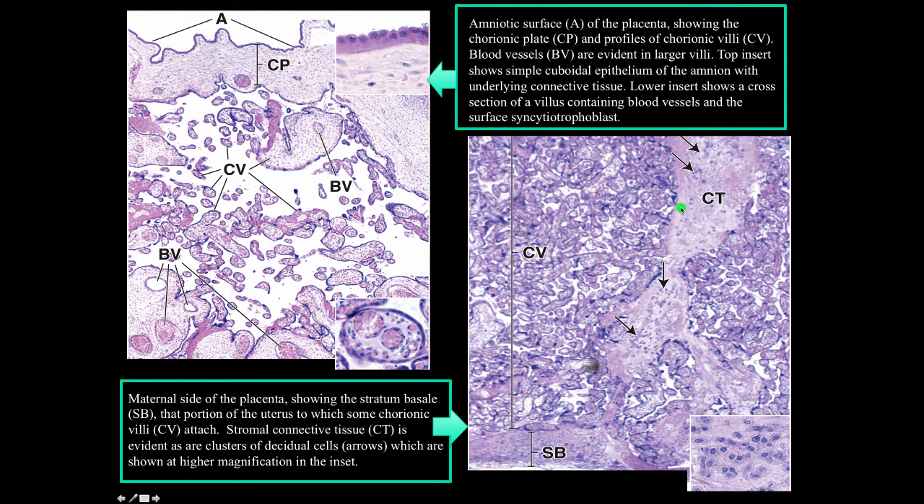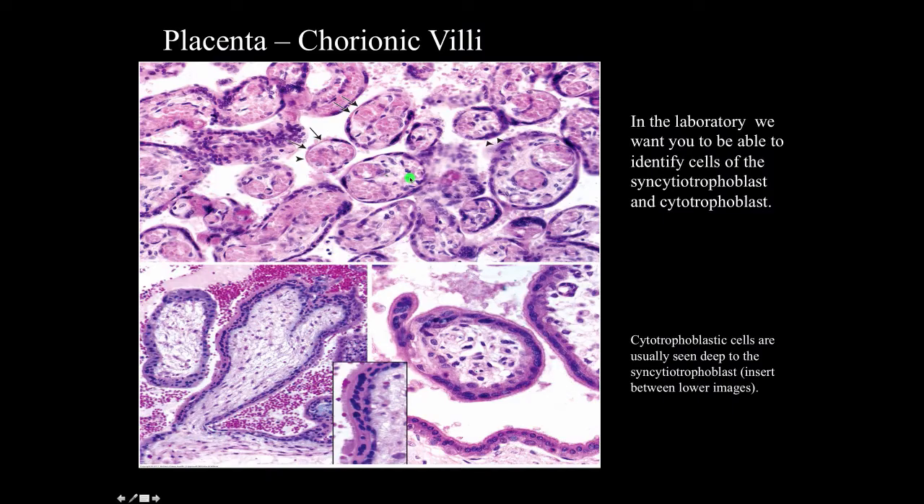You can see stromal connective tissue, which is evident, and there are clusters of decidual cells shown in the insert on the bottom at higher magnification, and you can see various cross-sections of these chorionic villi. We have these slides here because in the laboratory we're going to ask you to distinguish between cytotrophoblastic cells and syncytiotrophoblastic cells. Here's a low power view of the placenta and then some higher power views of the chorionic villi. Note that cytotrophoblastic cells are usually seen deeper than cells of the syncytiotrophoblast.